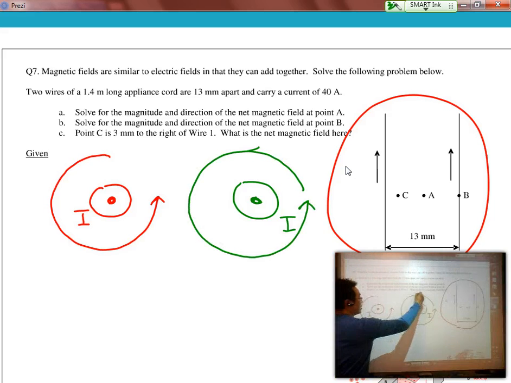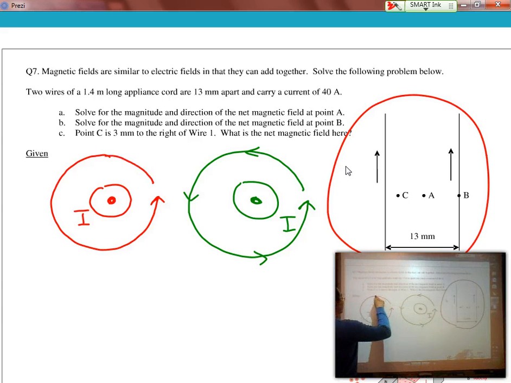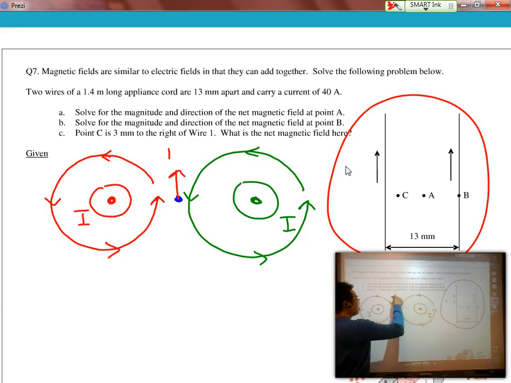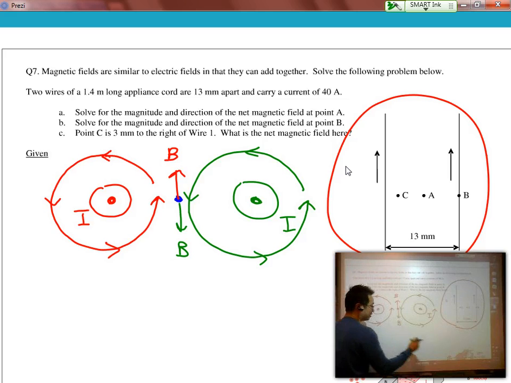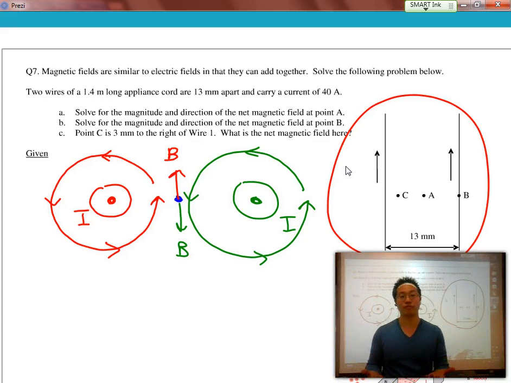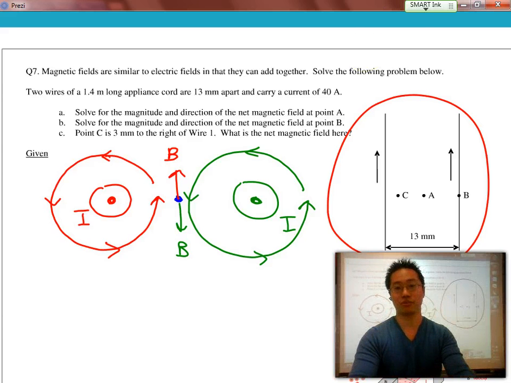Okay, so that means that if you're talking about a point in between the 2 wires, one is going up, one is going down, and again, the 2 magnetic fields will cancel each other out. It's the same exact problem as what we just did, but this is a different visual representation, with the wires coming straight out of the page.